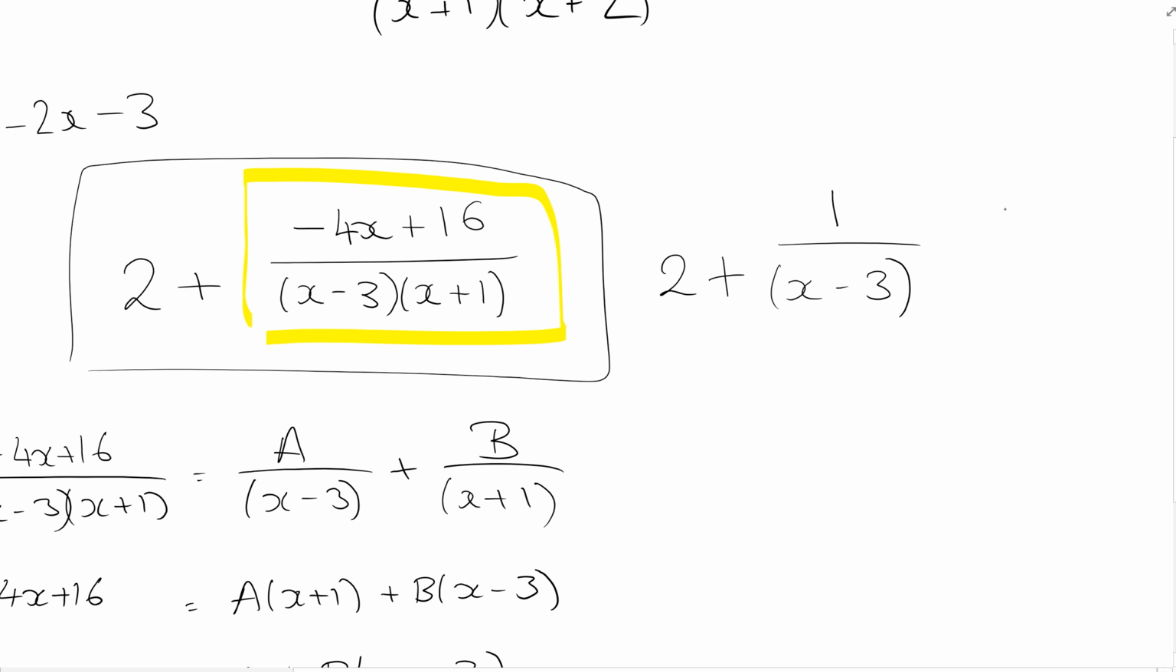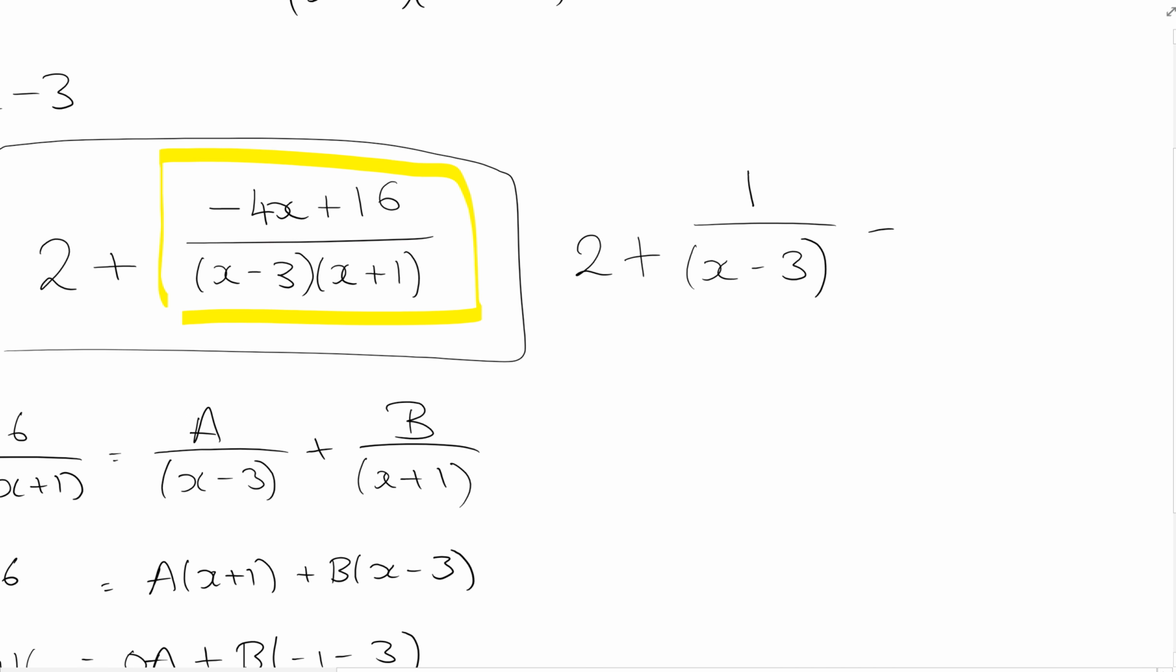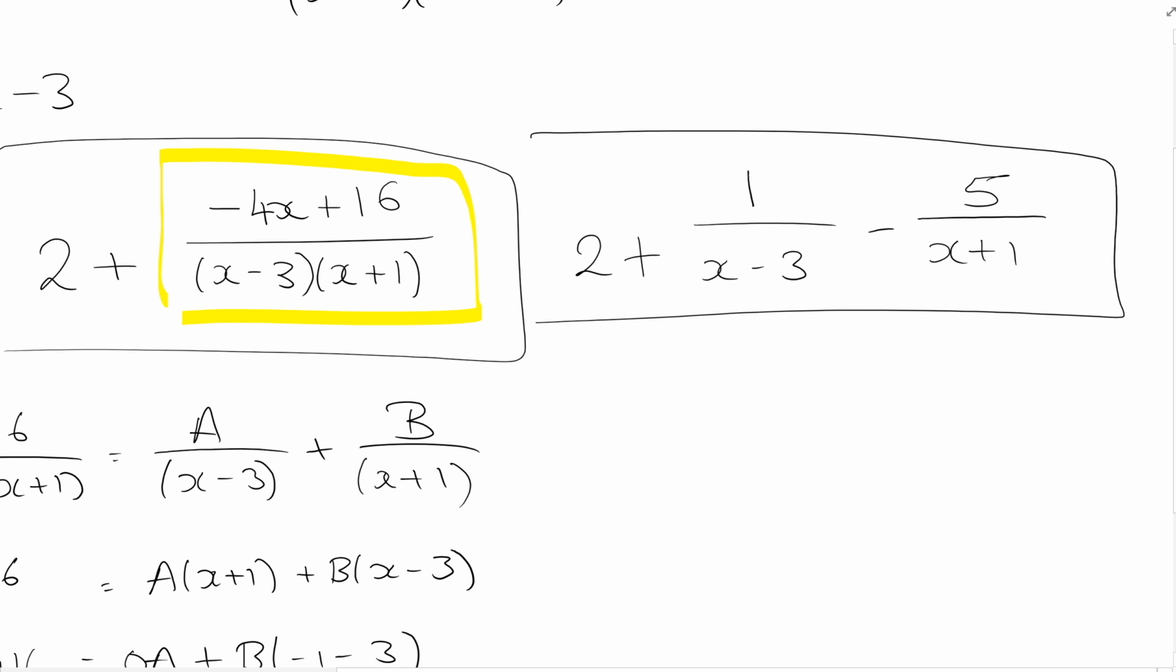Don't really need the brackets, but I'll put it in anyway. And then b came to minus 5, so subtract 5 over x plus 1. And I'm going to get rid of those brackets because they're not necessary and makes it a little more untidy. So we've now written that algebraic fraction, which was a top-heavy fraction or an improper fraction, as the sum of its partial fractions.